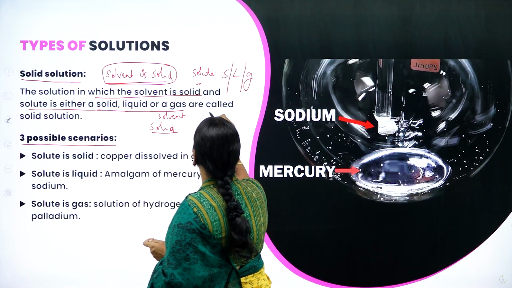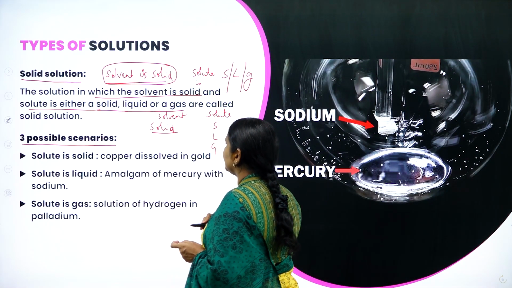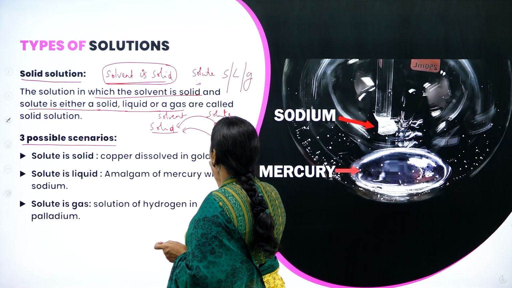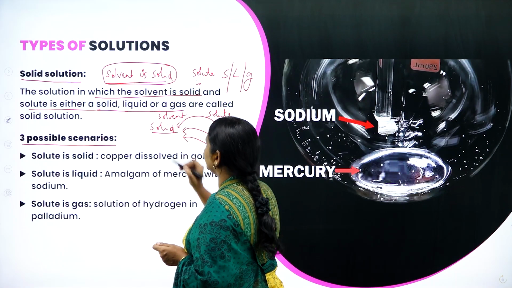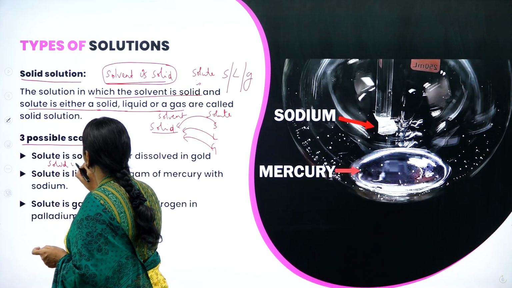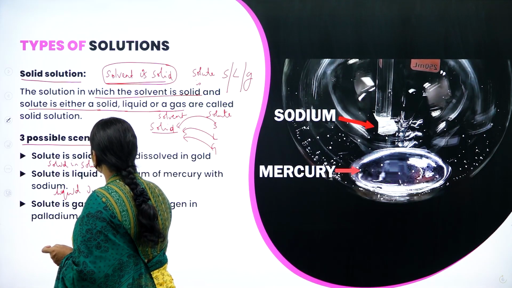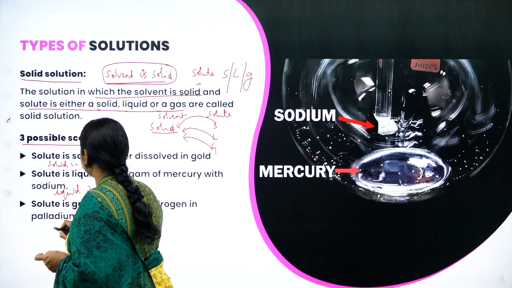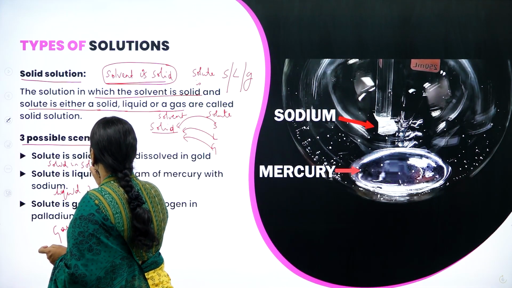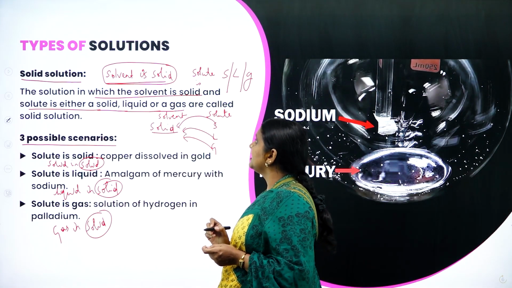Solvent is solid. Next, now I'll consider solute. Solid, liquid, gas. Solute is solid, solute is liquid, solute is gas. That is solid in solid. So, solid in solid. This is the second one: liquid in solid. Third one, gas in solid. Here solid is the solvent. Solutes are solid, liquid, gas.